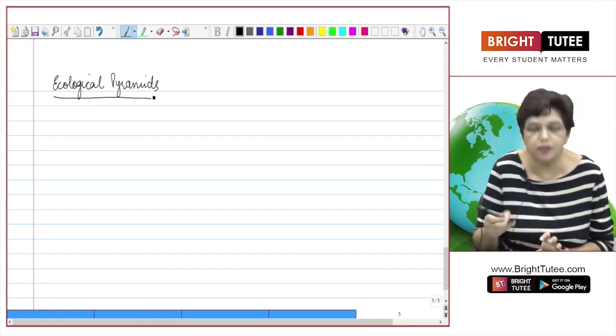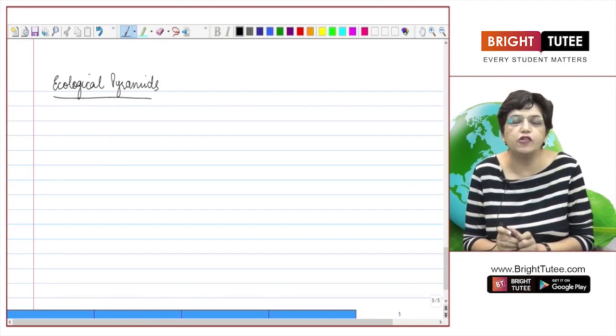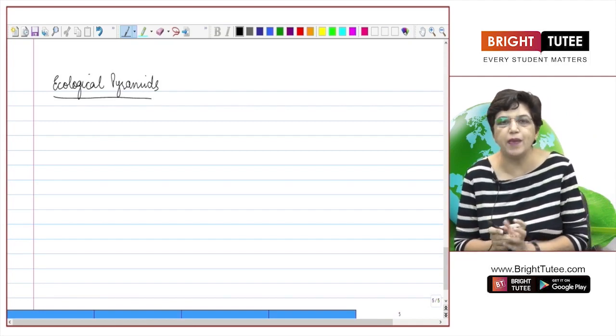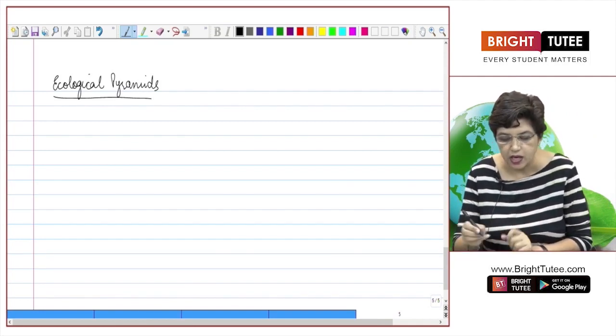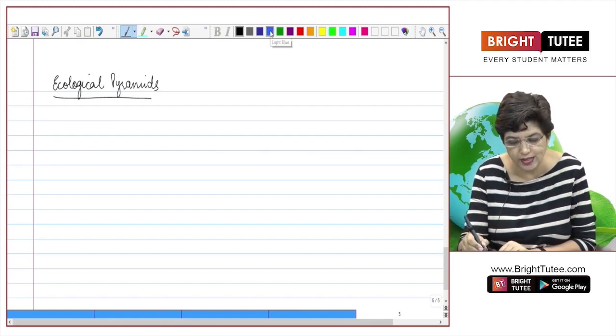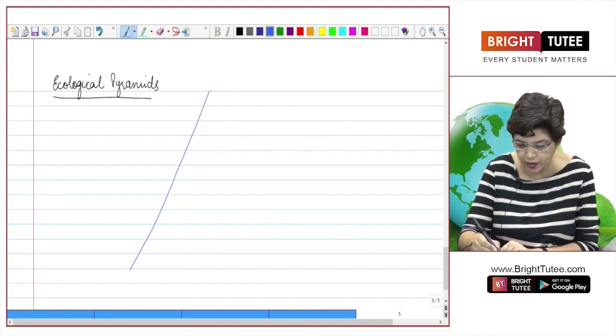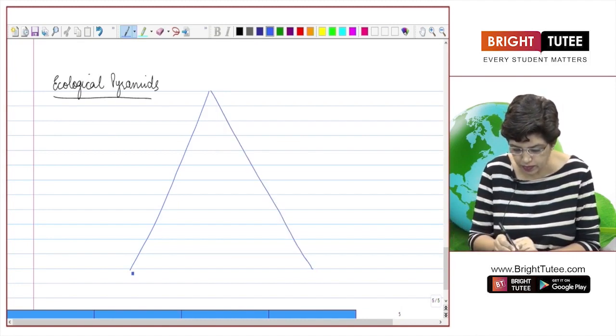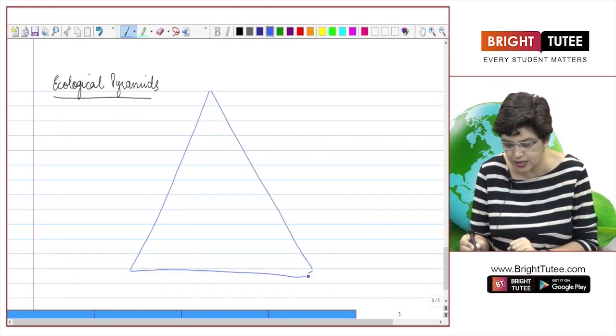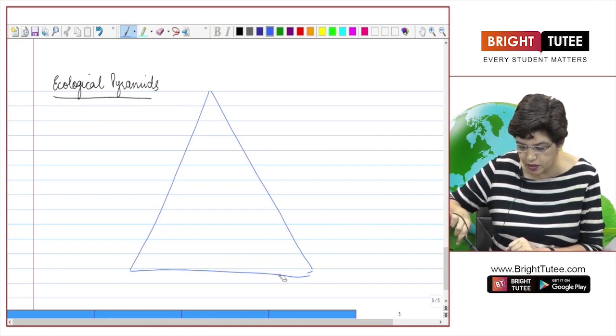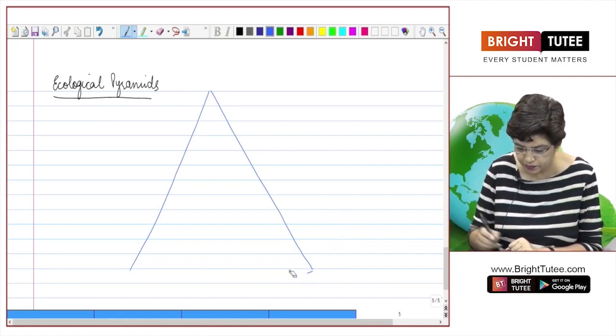Okay, ecological pyramids. They are the graphical representation of any parameter in an ecosystem. So I will explain you with two examples. Let me first show you the ecological pyramid of numbers. Okay, so we can represent the parameter in a pyramid or a triangular form.